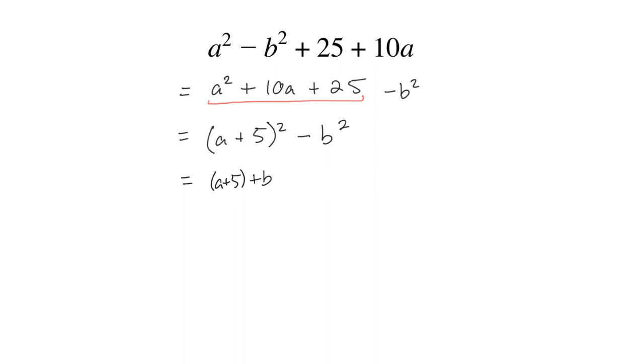And I'm going to put a plus sign there. And we'll write the same thing, a plus 5. But this time we're subtracting b. Let's just rewrite it without the brackets: a plus 5 plus b times a plus 5 minus b. And that's it. So sometimes you may need to rearrange your original polynomial to get what you want, but that is now factored.